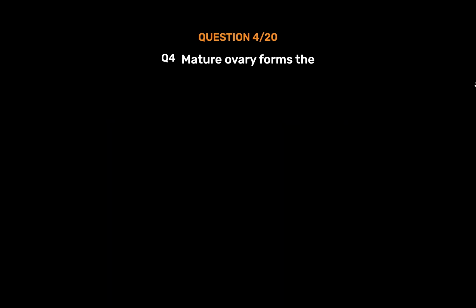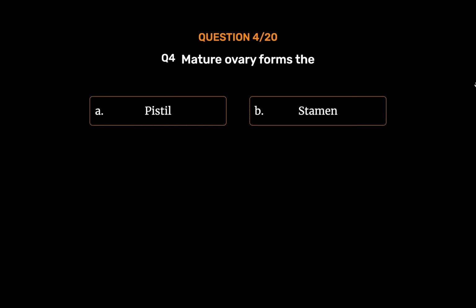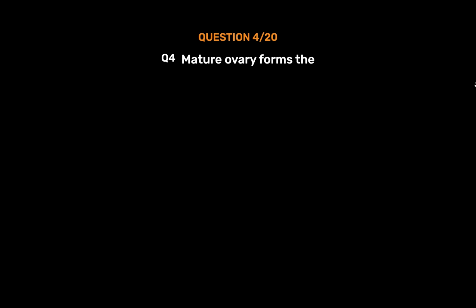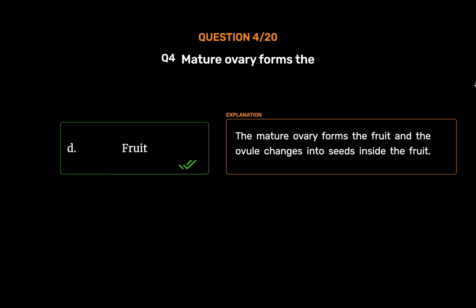Pistil. Question number 4. Mature ovary forms the: Option A, pistil. Option B, stamen. Option C, seed. Option D, fruit. The correct answer is Option D, fruit. The mature ovary forms the fruit and the ovule changes into seeds inside the fruit.